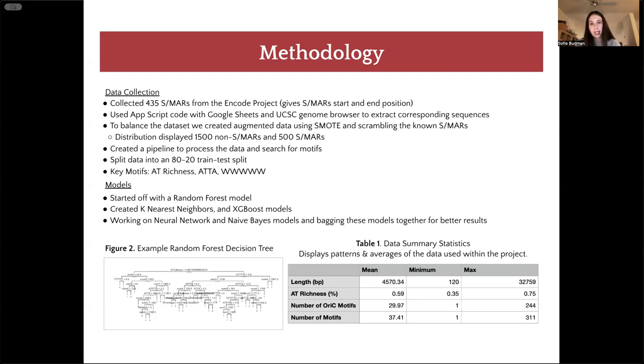The end goal is to use bagging, which is an ensemble learning technique in which you combine multiple models to improve predictive accuracy by reducing overfitting and leveraging the individual strengths of each model. So this will be done by combining our base learners, which are k-nearest neighbors, XGBoost, random forest, neural network, and naive Bayes.